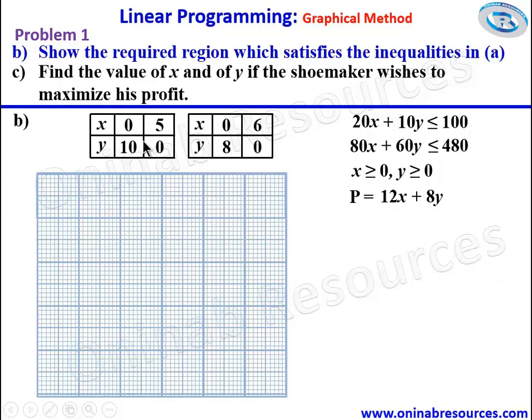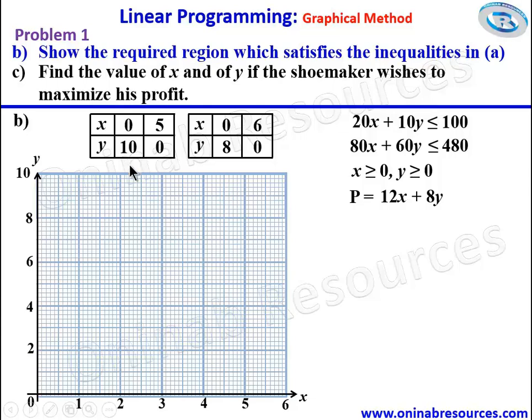So for our graph, we are going to have our x-axis and this is our y-axis. This is the origin, and here we have 1, 2, 3, 4, 5, 6. We have to study the table of values to get our calibration correctly. And here we are going to have 2, 4, 6, 8, 10. And we start with the first table.